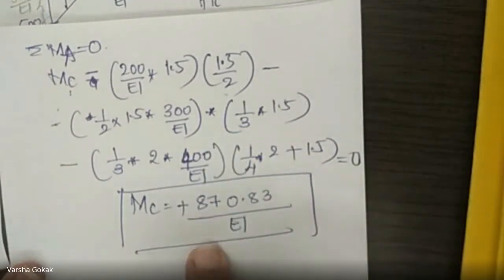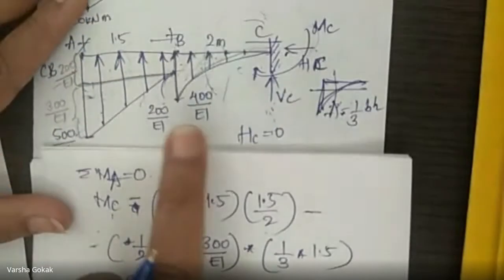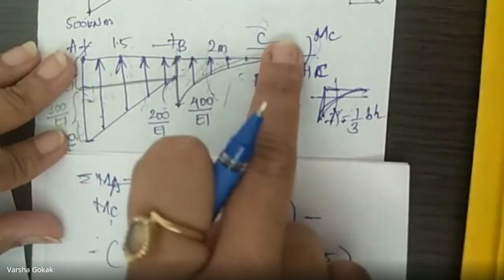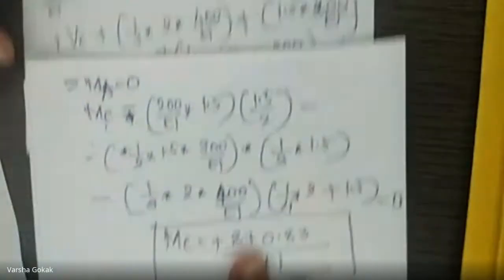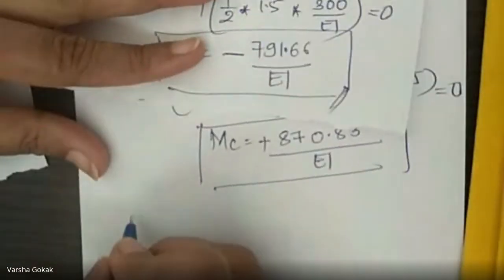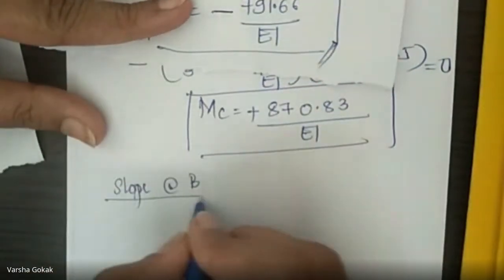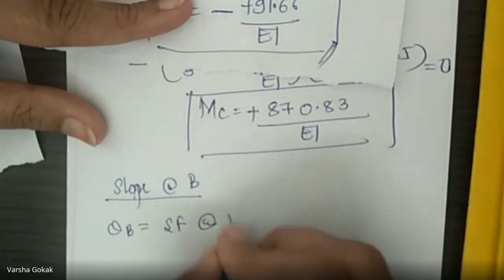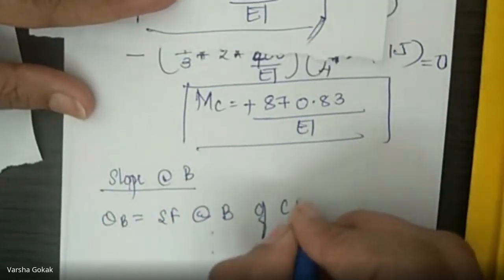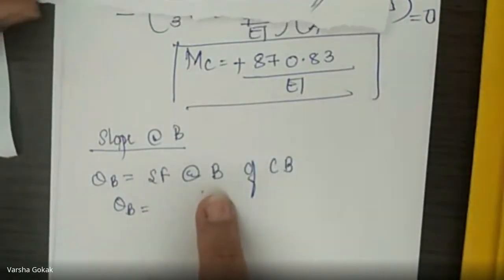Now we have found the moment at C, and we got the values of moment and the values of the reactions. Next, what will we do? We have to get the slope. They've asked us to find theta B and theta C. So I need the shear force at B and shear force at C, correct? So I will write here first: slopes. Slope at B is theta B, which is nothing but the shear force value at point B of the conjugate beam, CB. So theta B is going to be the shear force at B.